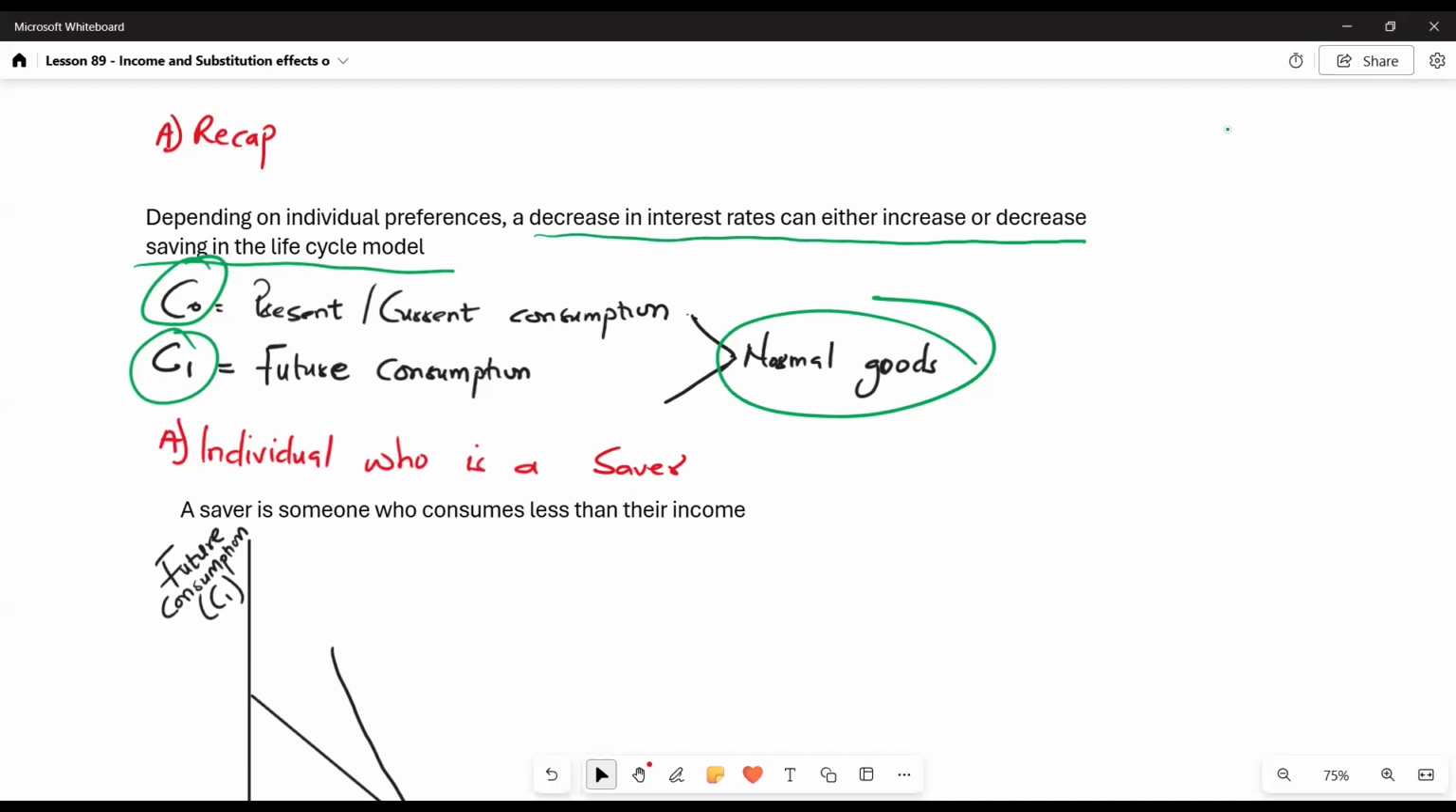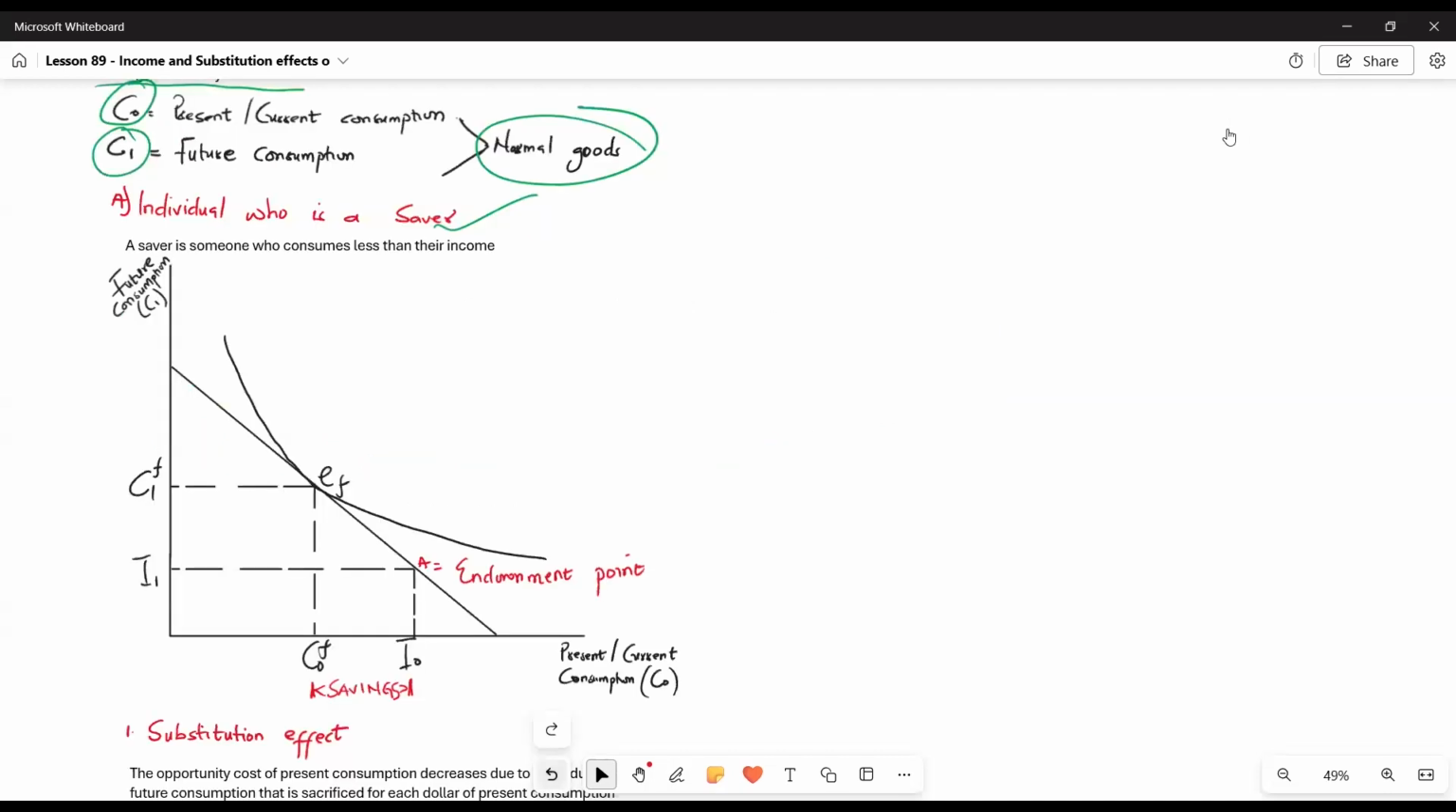So we'll begin our analysis with an individual who is initially a saver. A saver is simply someone whose consumption is lower than their income. So an equilibrium for such a person is represented in this figure here, where their present consumption, C0F, is lower than their present income, I0. For an individual who is a saver, when the interest rate decreases, the following effect occurs.